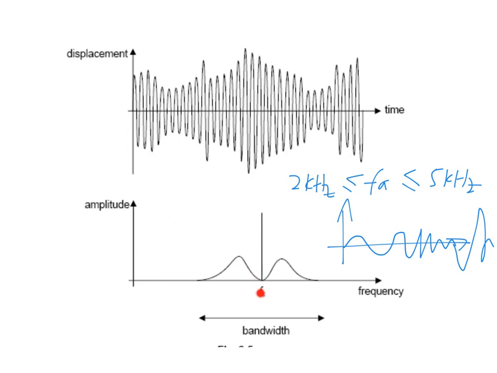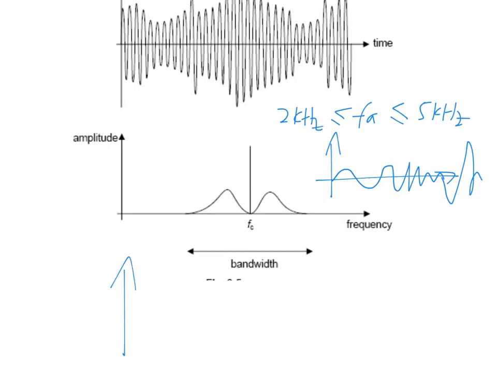You will still have your carrier wave in between here, but the difference is your sidebands are no longer just two lines. Remember, your sidebands are always FC plus FA, but your FA has a range between 2 and 5. So you will start off with FC plus 2 and go all the way to FC plus 5. You can either draw it like this, from FC plus 2 all the way to FC plus 5, or if you look at past years, let me just adjust a bit.